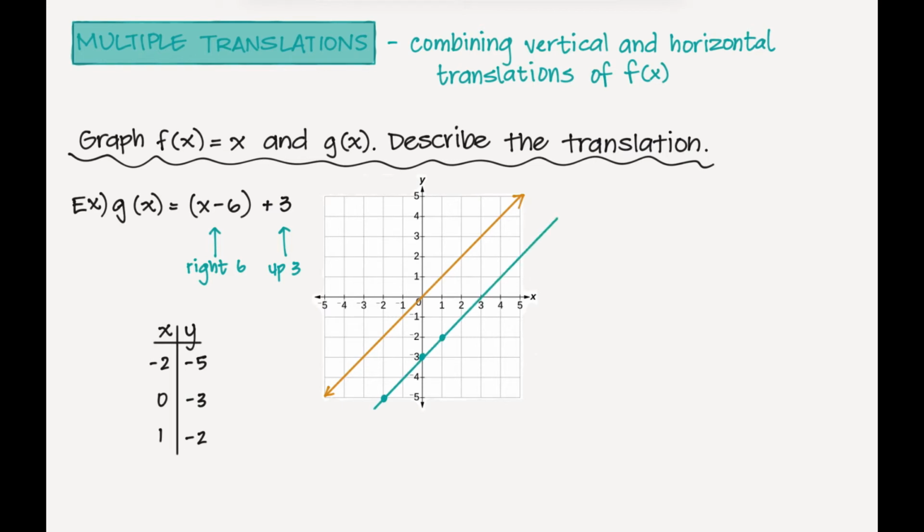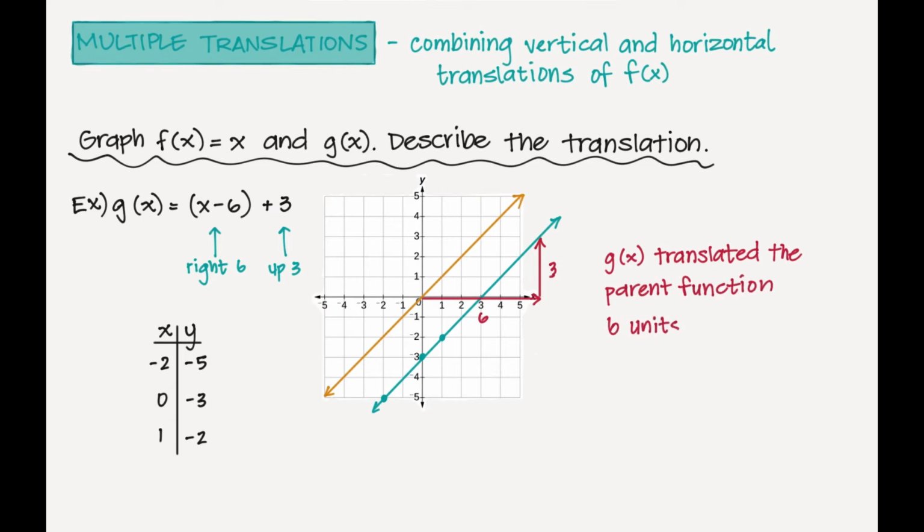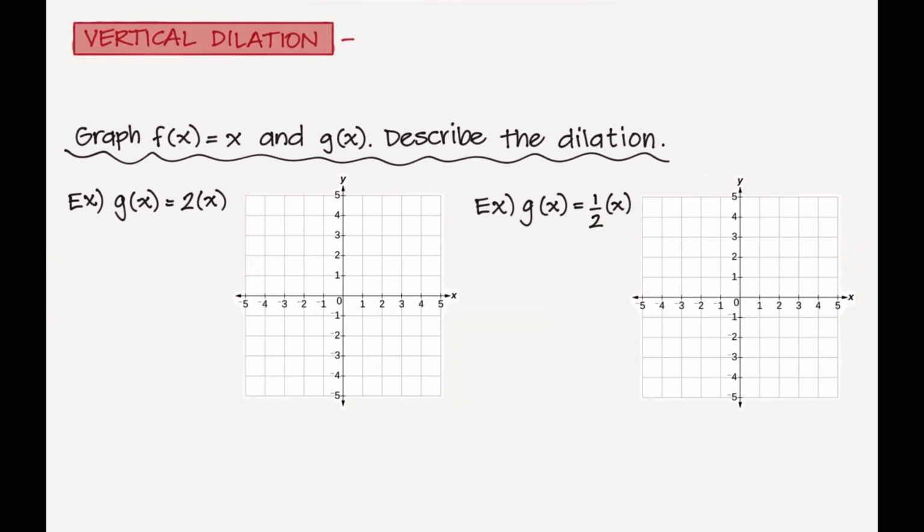And there we go. And now, as you can see, this line has moved the parent function to the right 6, and then it's gone up 3. Okay, so that's what we're going to write down, that g of x translated the parent function, which we know is f of x, 6 units to the right, and then also 3 units up.